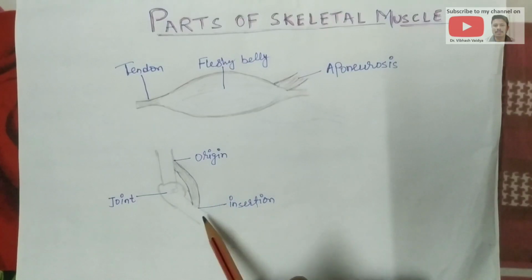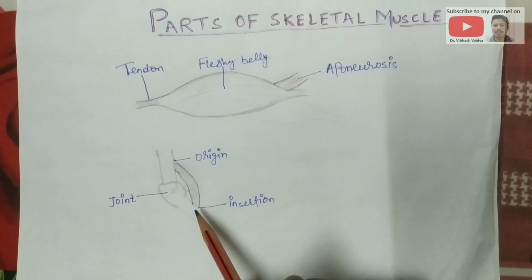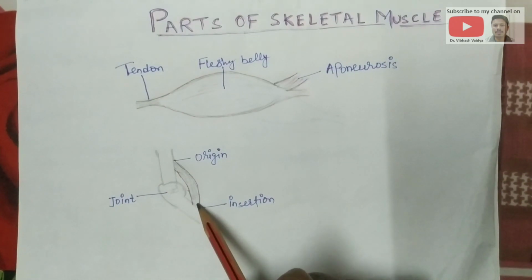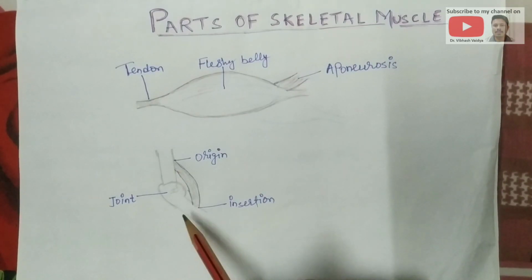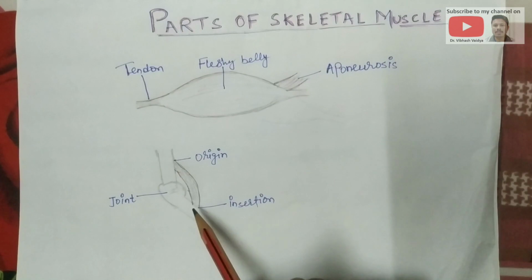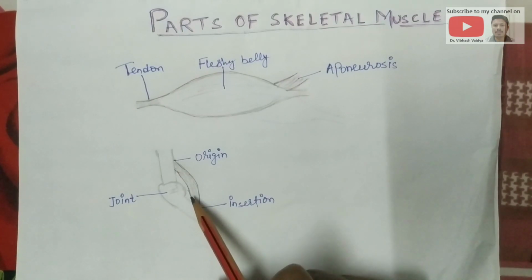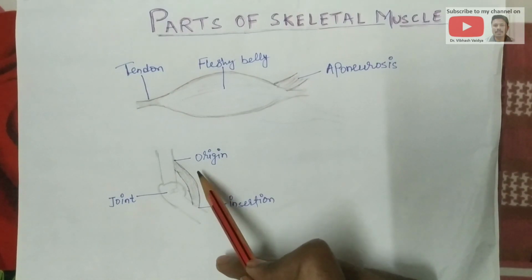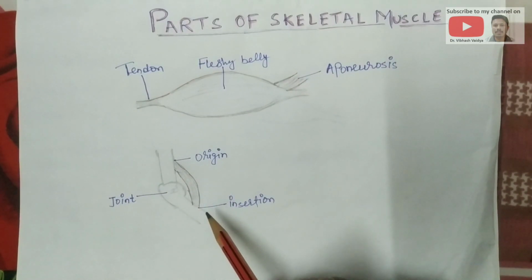And what is insertion? As you can see over here, the insertion is a point which attaches distal to the joint. Here you can see this is a joint and this is distal to the joint. This point is called the insertion. In other words, the insertion is the point where the muscle fibers terminate or end. So this is the origin and the insertion.